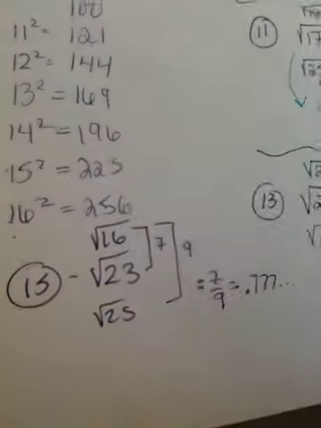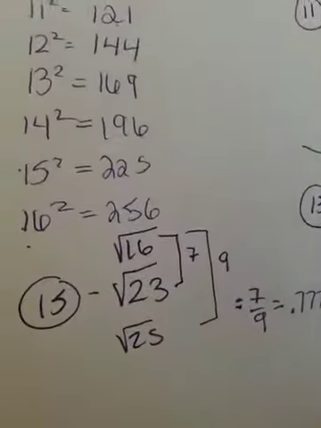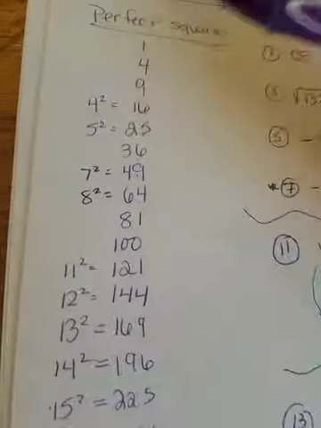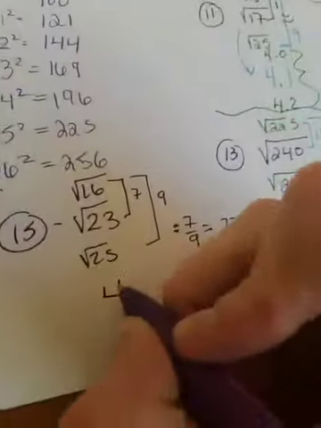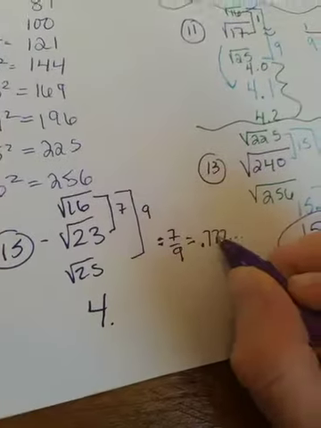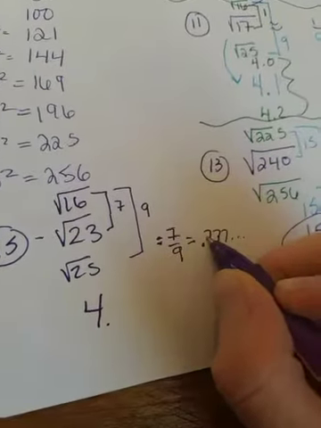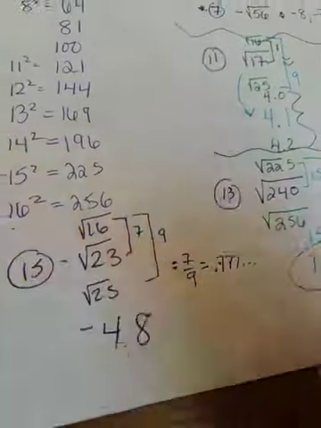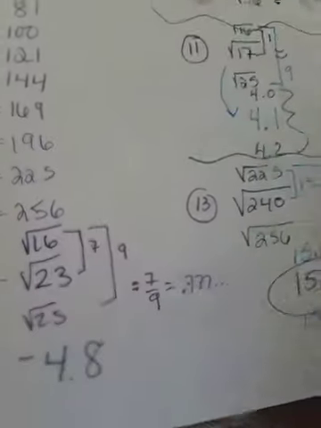So because 23 is between 16 and 25, I go back up here. To get 16, you did 4 squared. So I know it's 4 point something. What's that something? This 7 rounds the tenths 7 to an 8. Don't forget your negative from the original problem. My answer is negative 4.8.